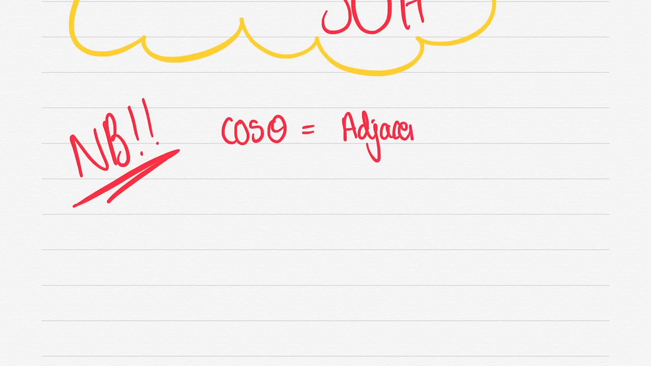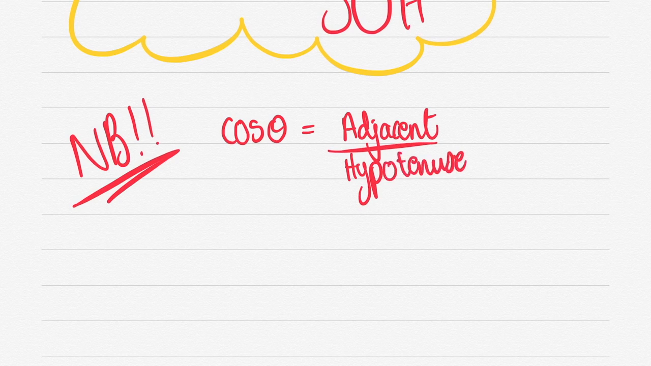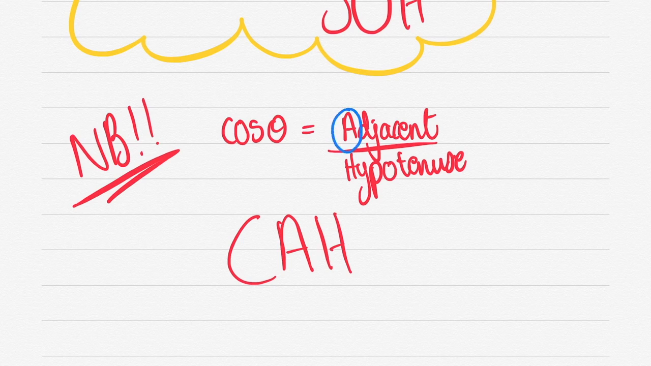So now, let's do the next one. We've done sine theta, so let's do cos theta now. Cos theta is CAH, C-A-H, which is adjacent over hypotenuse. So there we have it, CAH. Your adjacent is represented by the A, and your hypotenuse is represented by an H.